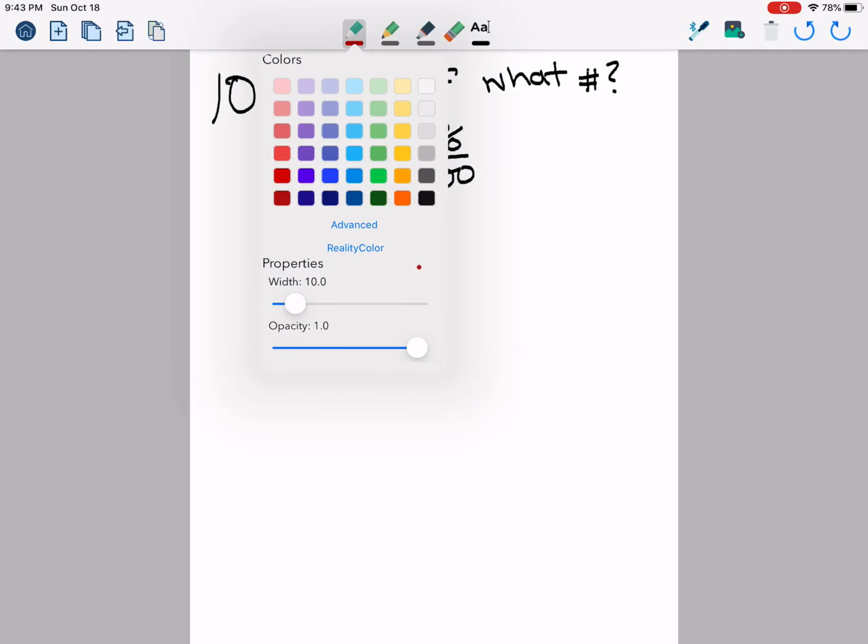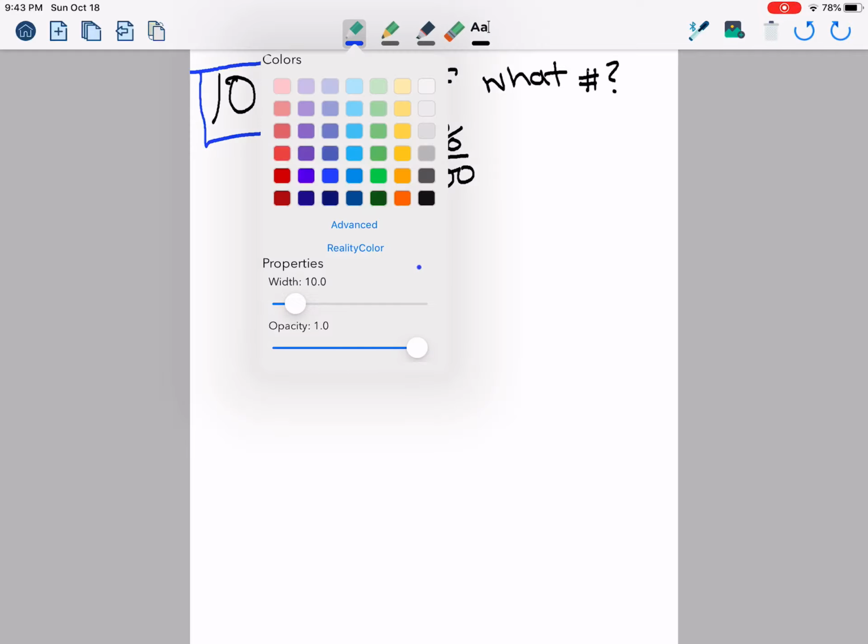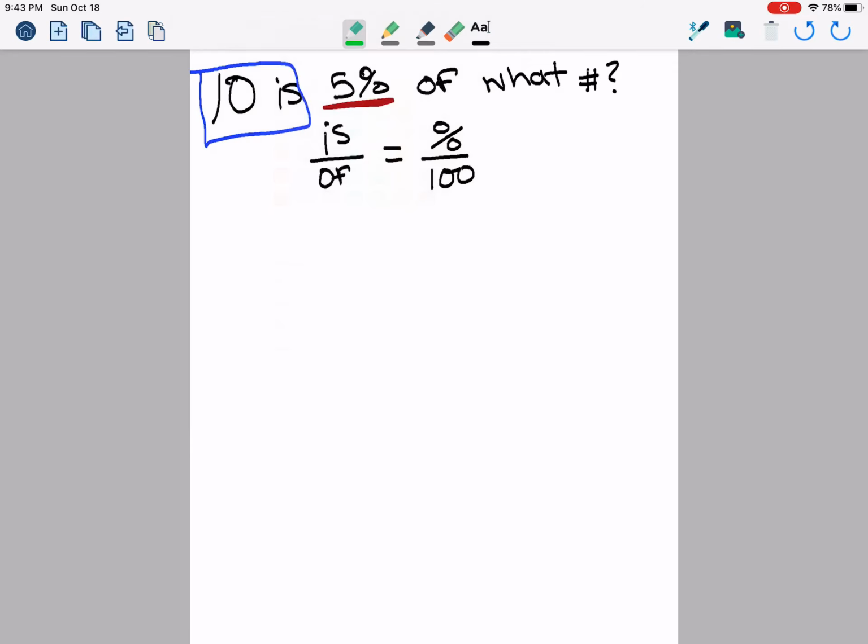Now I'm going to get a different color and I'm going to look and try to find another phrase. Let's go ahead and do is. Do I see a phrase with is in it? Yes, I do. 10 is. So I'm going to go ahead and box that phrase, 10 is. Now, do I have another phrase with of? Yes, I do. So I'm going to circle this phrase. Of what number? We don't know what number it is because it says what number.